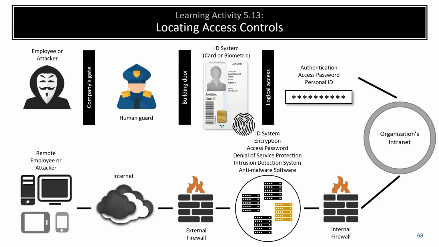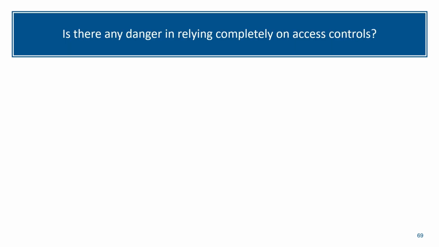So you can see here there are quite a few logical and physical access controls to ensure the security of a company's network data systems and infrastructure. So is there any danger in relying completely on access controls? So pause this video, think about it for a second, and then come back for a discussion.